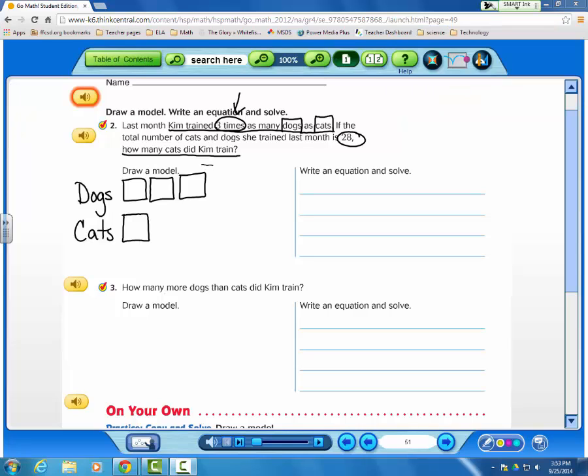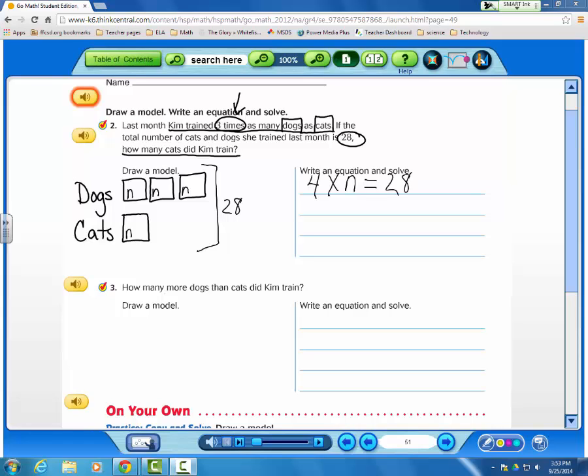We know that the total of dogs and cats put together is 28. We don't know how many cats and we don't know how many dogs at this point. So we'll put in our n for our unknown because we don't know how many dogs or cats. Now we take a look at our whole picture. We can see that there are 4 n's here and that will equal 28. So 4 groups of n is 28.